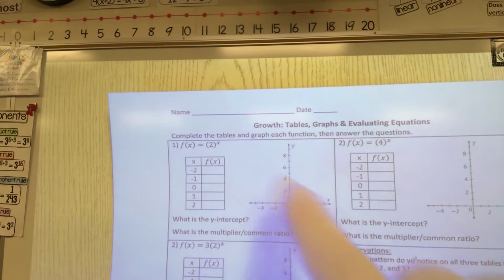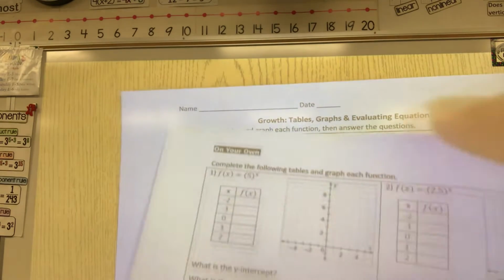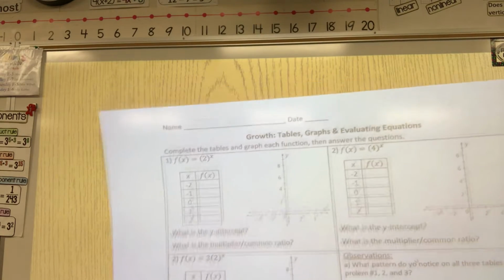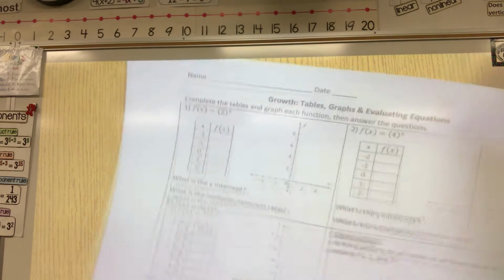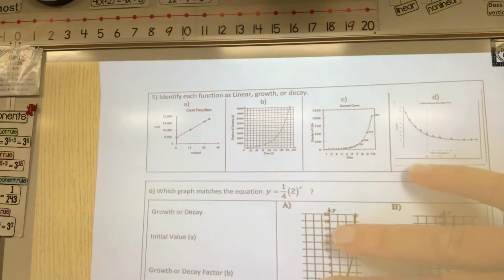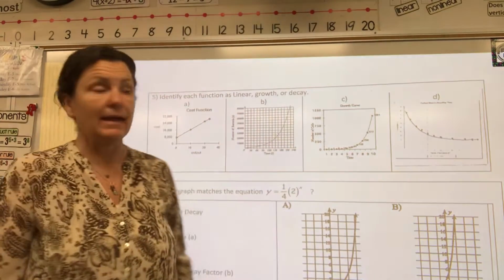Your notes look pretty similar. So it says growth tables, graphs, evaluating equations, and again, the one that says on your own is your homework. So let's get started. I'm going to flip it over and look at the top here. So it says identify each function as linear, growth, or decay.